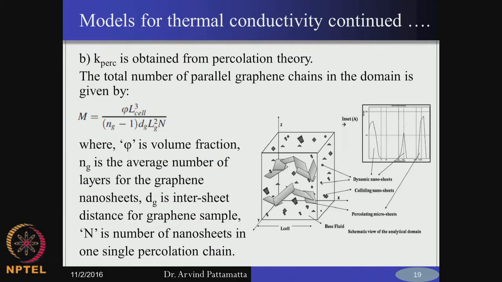That means, if you look at this construction of a unit cell, we are looking at 1 unit cube of the entire nanofluid, in which we have these nanoparticles dispersed.